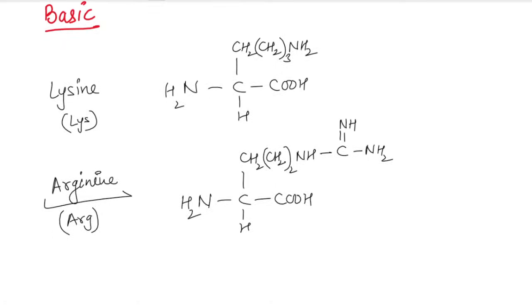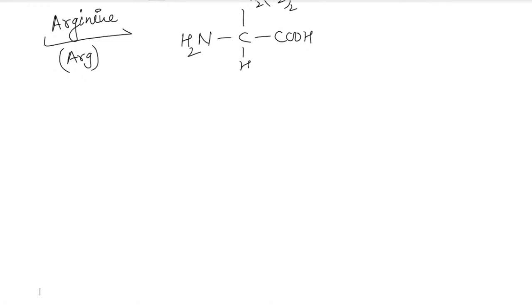So first classification is neutral, basic and acidic. In neutral, NH2 group is equal to COH group, meaning 1 NH2 and 1 COH. In acidic alpha amino acids, 2 COH and 1 NH2. In basic alpha amino acids, 2 NH2 and 1 COH. Now essential and non-essential alpha amino acids.